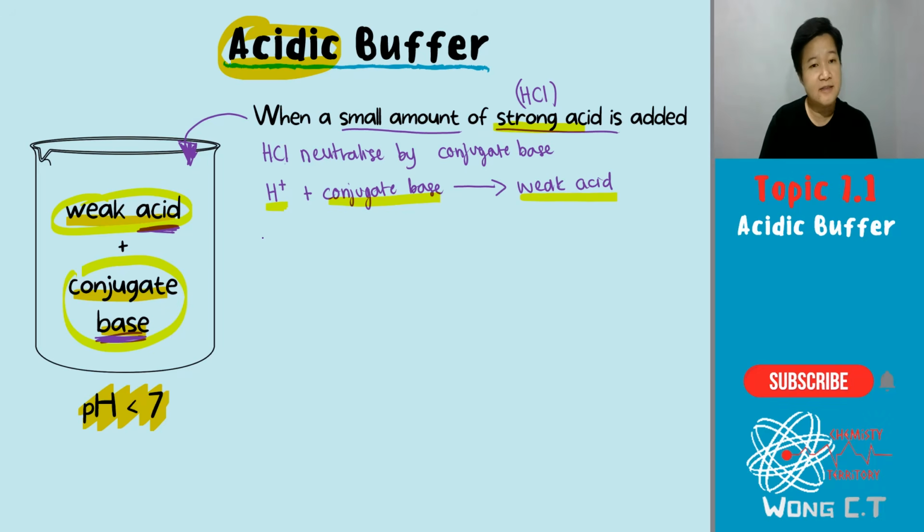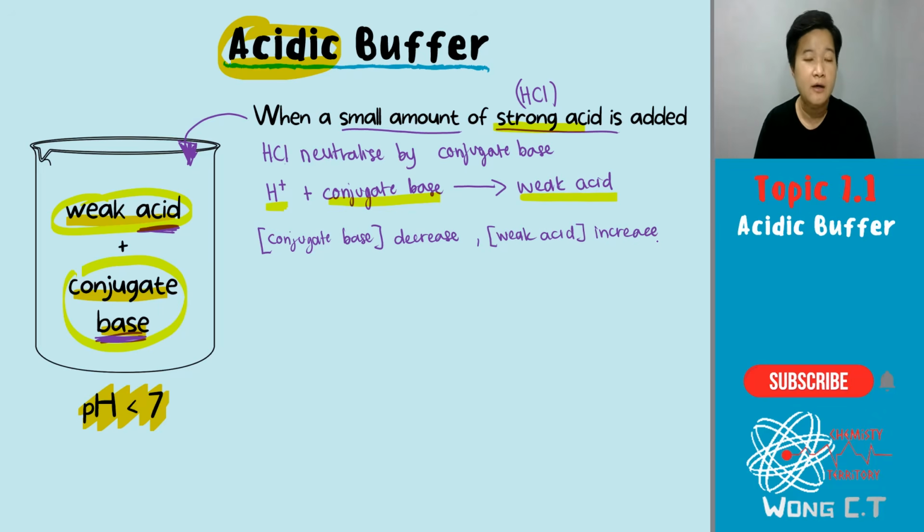See that? And since the conjugate base is used to neutralize the acid, therefore, after the addition, the concentration of your conjugate base will decrease. Why will the concentration decrease? Because it's used to neutralize the acid. And vice versa, the concentration of your weak acid will increase. Why will the concentration increase over here? Because we are producing the weak acid. So you have slightly more weak acid in the acidic buffer solution.